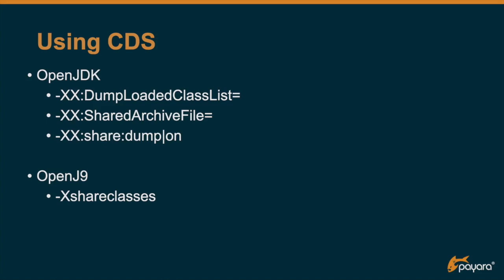For OpenJ9, you have only one option, which is called -Xshareclasses, where you have various options to define all the same information, the archive file name, etc. And there the classes list is created and discovered automatically, so you do not need to create that list up front and then supply it to the next step.